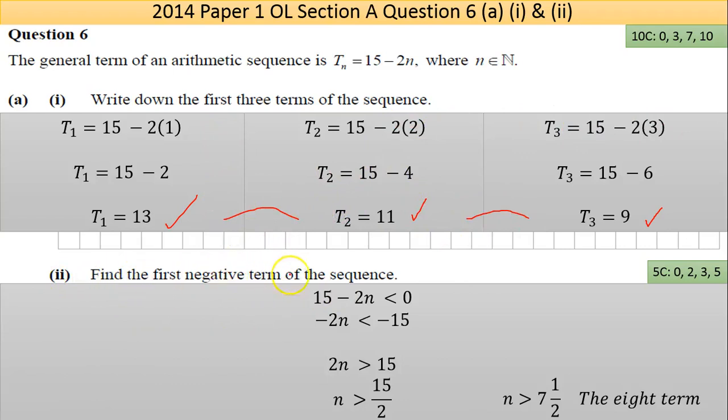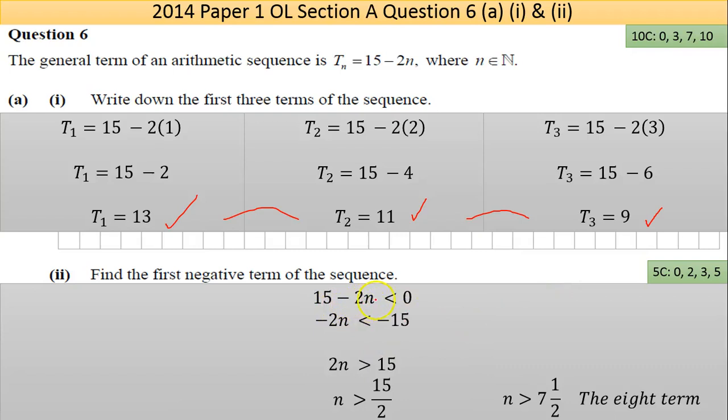First it says, find the first negative term of the sequence. You can keep going: T3 is 9, T4 is 7, T5 is 5, T6 is 3, T7 is 1, T8 is minus 1. That's a perfectly valid method. What I've done here is just use an equation.